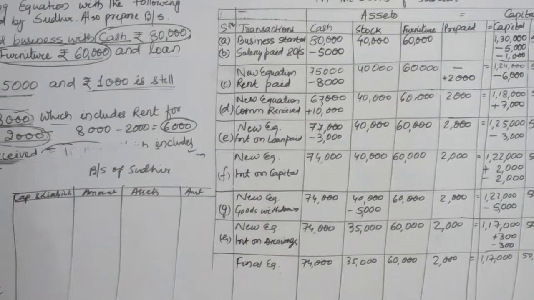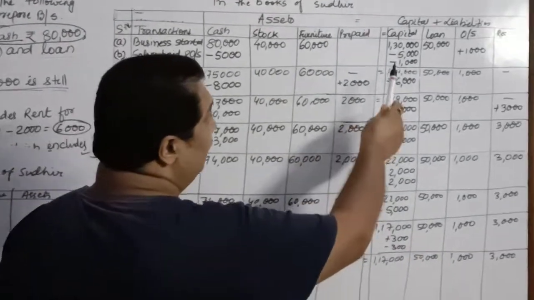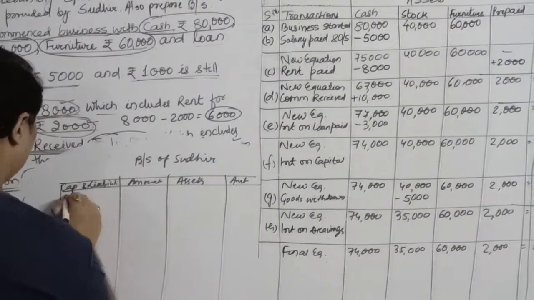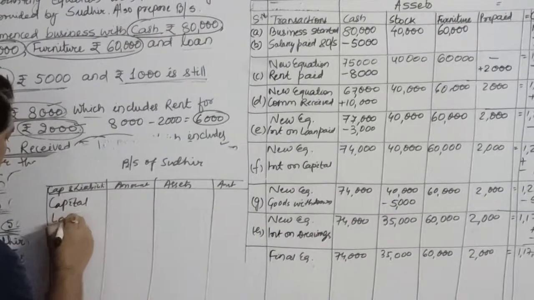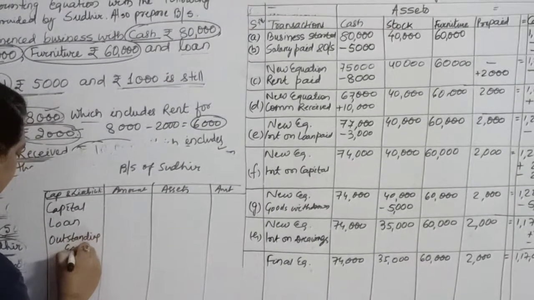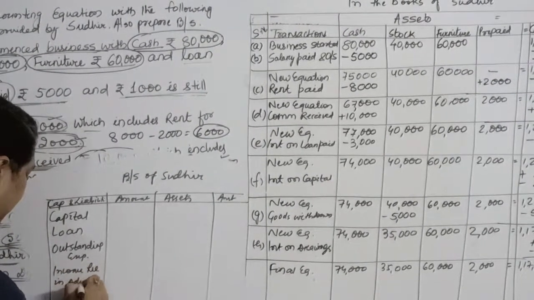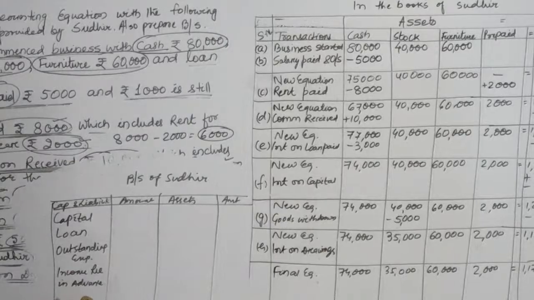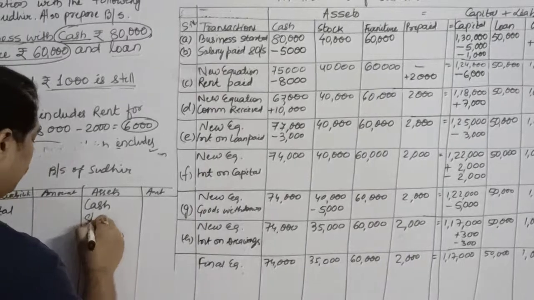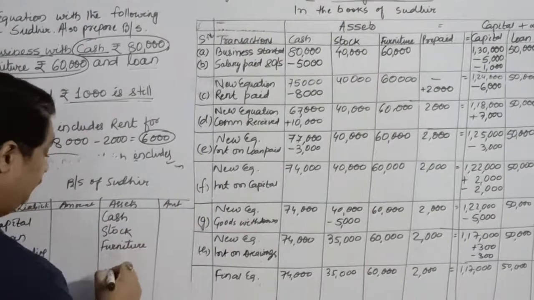Now which all are the items which are to be shown on your liability side? See, which all are the things? Capital, loan, outstanding and received in advance. These are the four items. So I will write over here capital, loan, outstanding expenses and income received in advance. Children, these are the four items on the liability side, whereas on the asset side we have cash, stock, furniture and prepaid expenses.